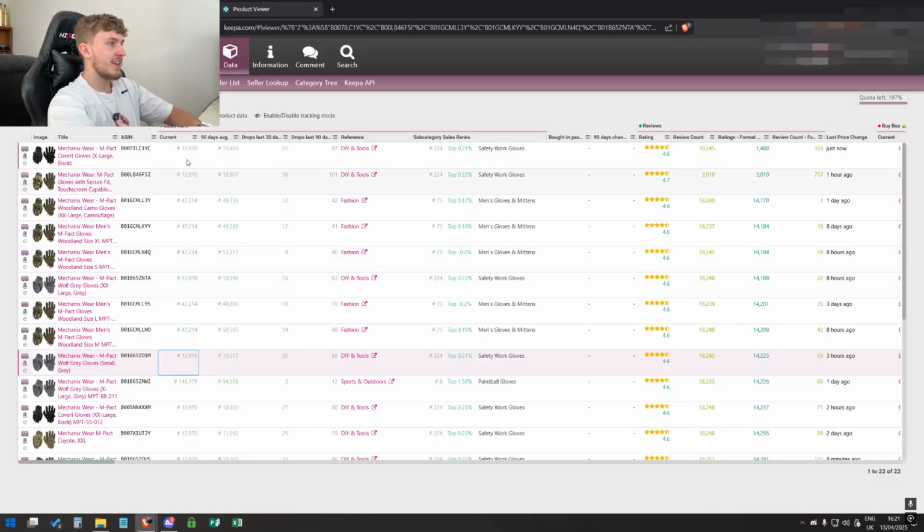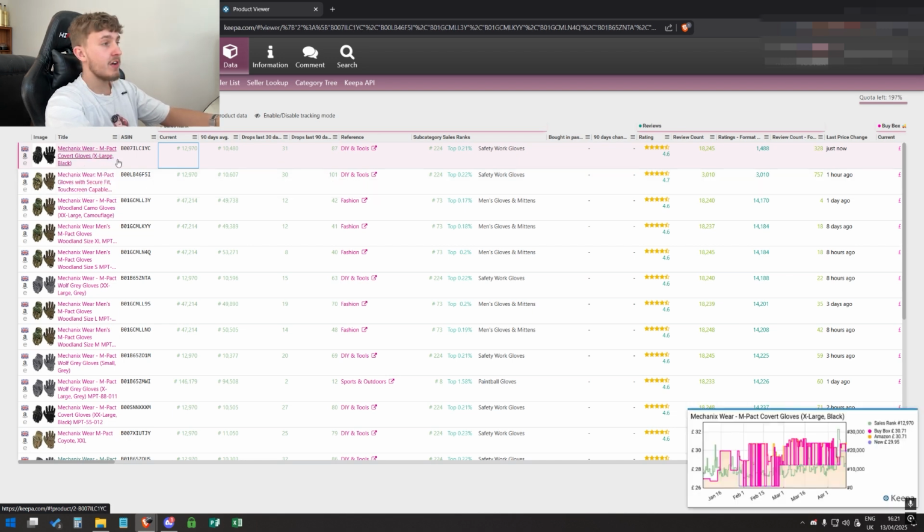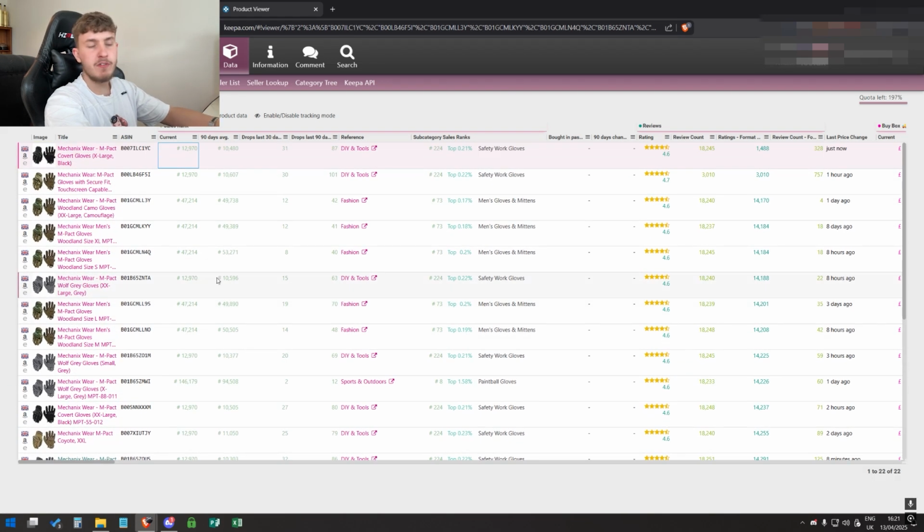It could be the case here that this extra large black pair is the only glove that sells, and even though it's receiving 100% of the sales, the sales ranks for all of these other sizes and colors are going to change with it. So it's something to account for, because there could be a variation that SaaS says sells really well, but the reality is it just doesn't sell at all.